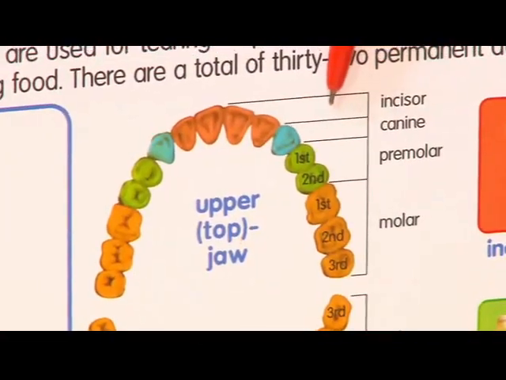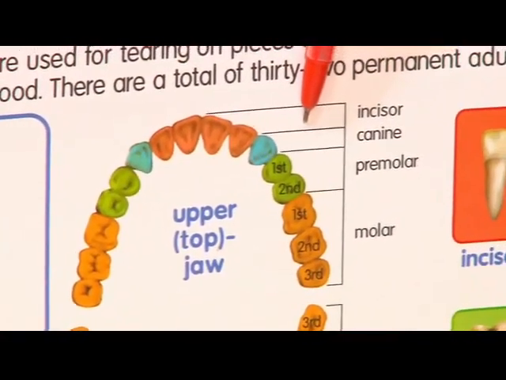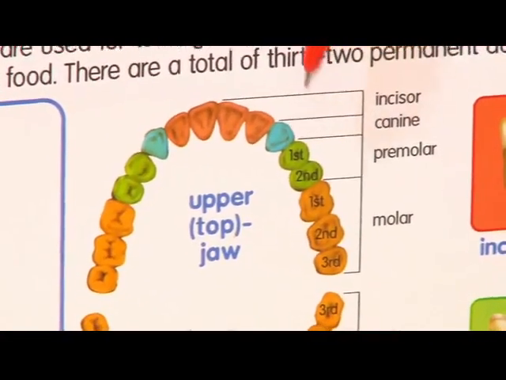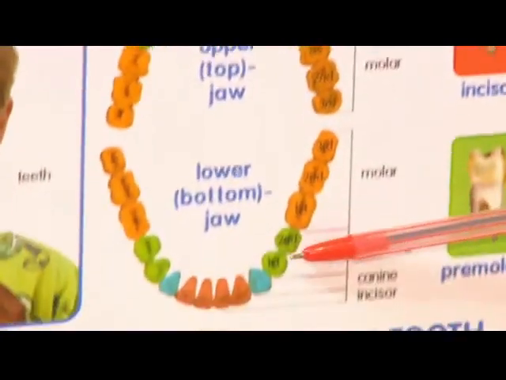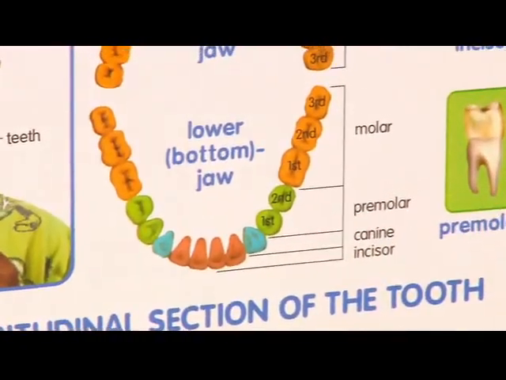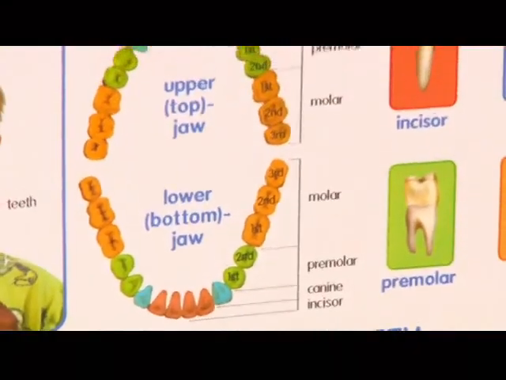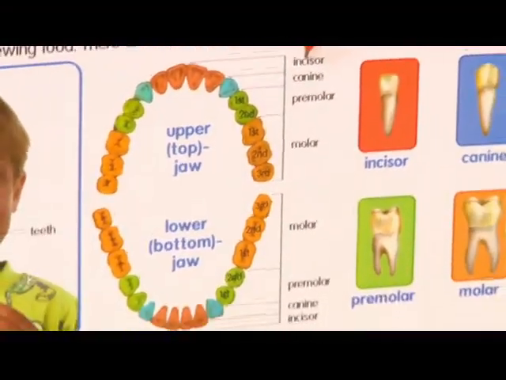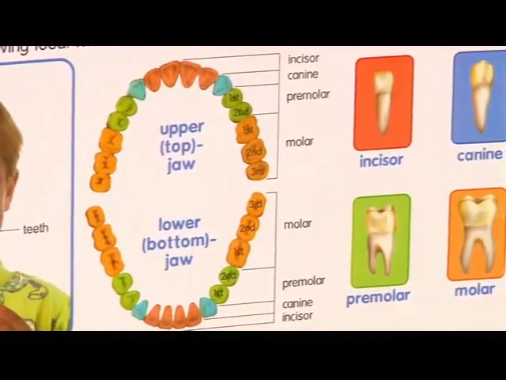That is, the total number of canines in the mouth is 4. We have 2 in the upper jaw and 2 in the lower jaw. We have 1 on the right hand side, 1 on the left hand side for the upper jaw, making a total of 2.